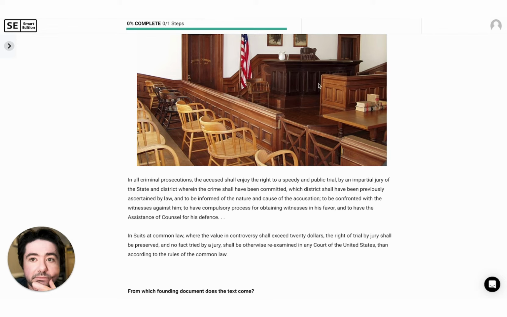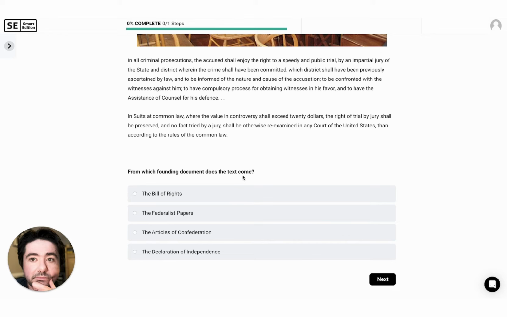Okay, in our question 17, from which founding document does the text come? The Bill of Rights, the Federalist Papers, the Articles of Confederation, or the Declaration of Independence? The answer is A, the Bill of Rights. What we see here, these 2 paragraphs, this comes from the 6th Amendment. It's the right to a trial. And the 7th Amendment is the right to a jury trial.